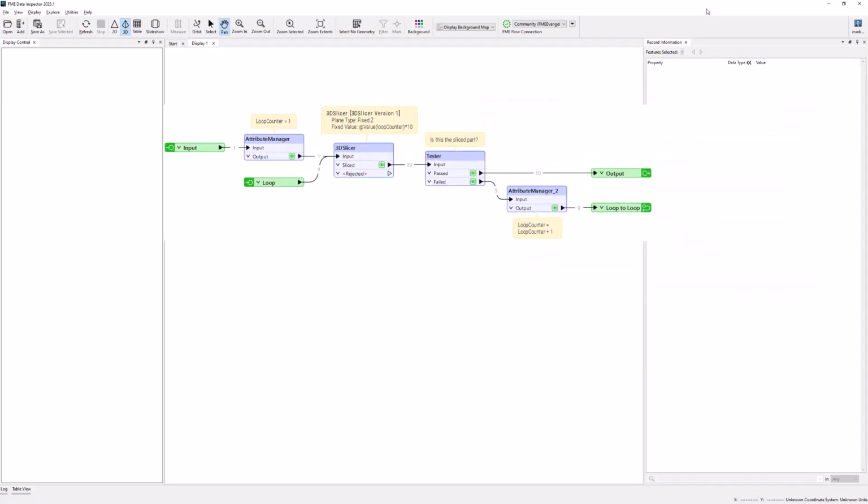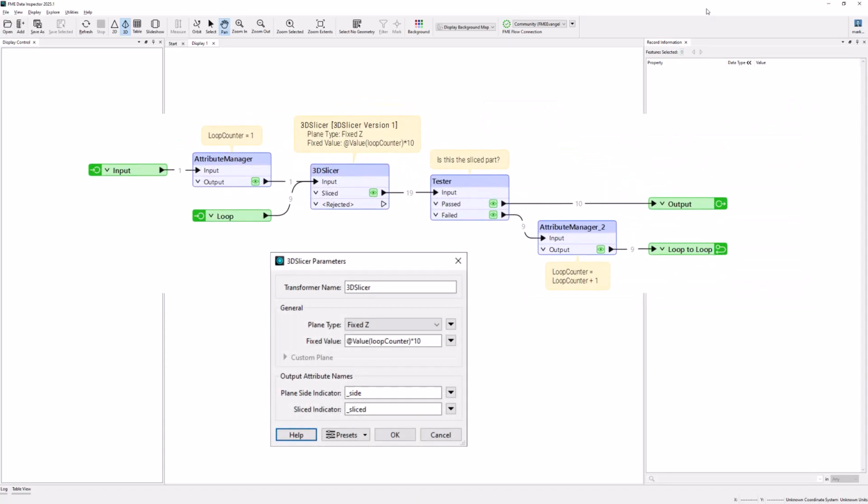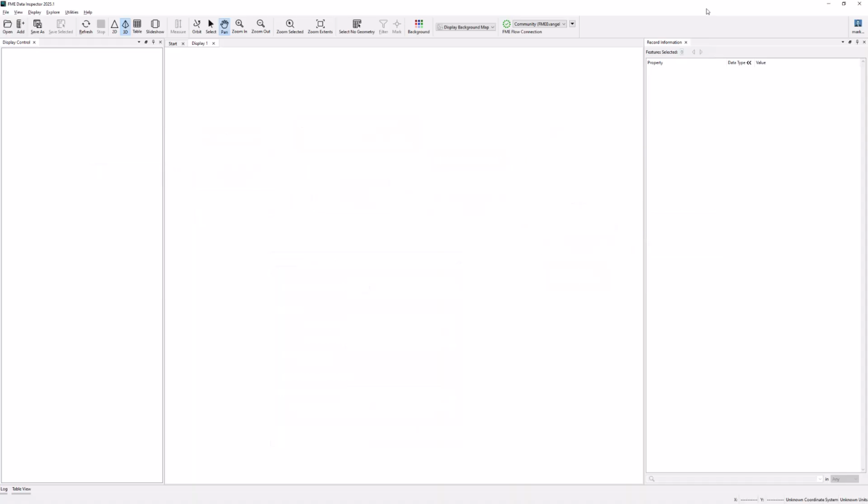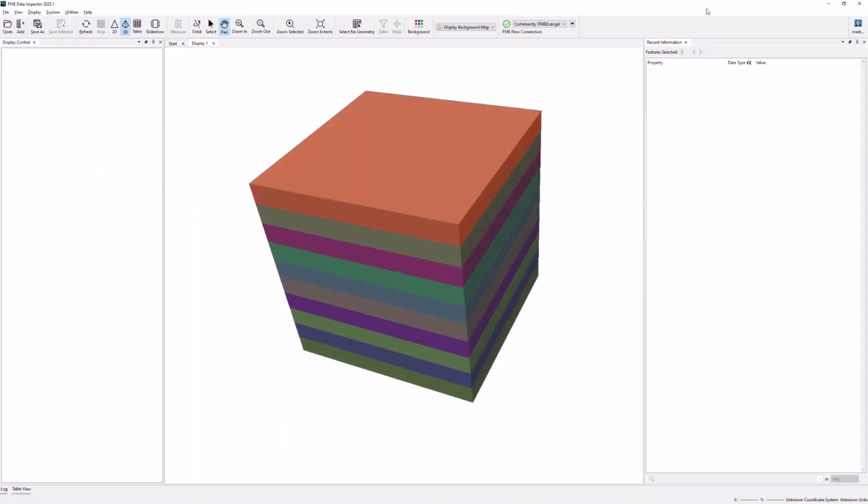In this example, the 3DSlicer is set up to cut at a fixed value on the z-axis. It falls inside a loop containing a counter, which is used to slice the geometry horizontally at 10-meter intervals. When run, each slice exits the transformer, while the remainder of the block loops around for another slice to be cut. The different parts of the block are identified by the side attribute. In this case, back parts represent the individual slice, front parts the remainder of the block. The result is a series of horizontal slices.